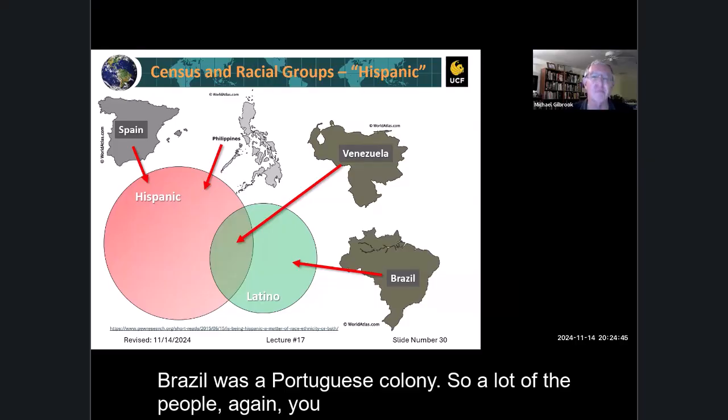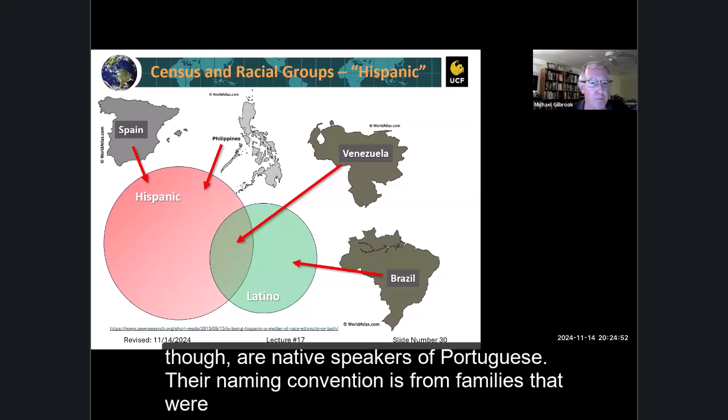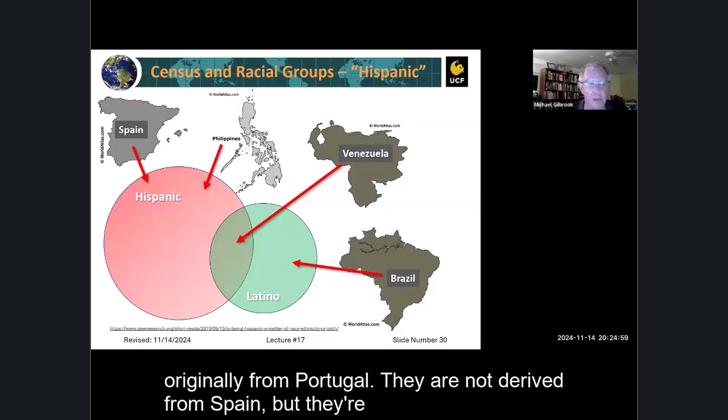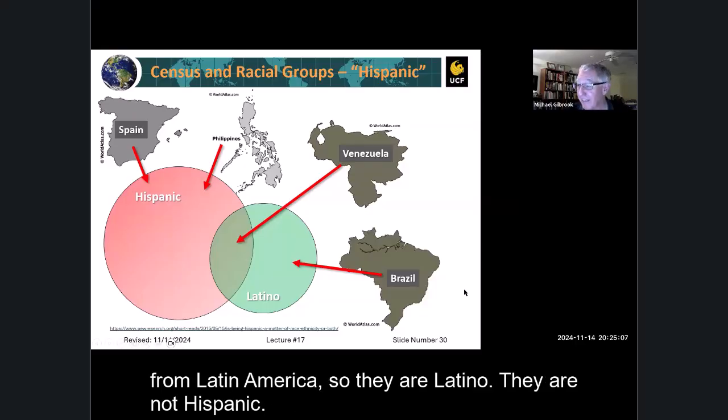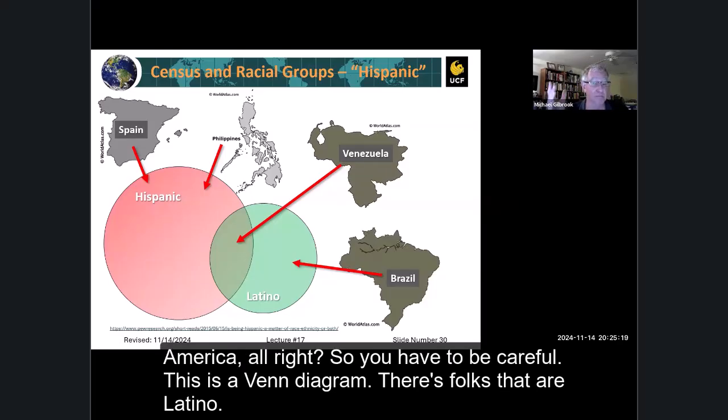A lot of the people, again, there's been migration over the last couple of hundred years. Most of the people who live there, though, are native speakers of Portuguese. Their naming convention is from families that were originally from Portugal. They are not derived from Spain, but they're from Latin America, so they are Latino. They are not Hispanic. People from Venezuela are both Hispanic because they were derived from Spain and Latino because they're in South America. All right.